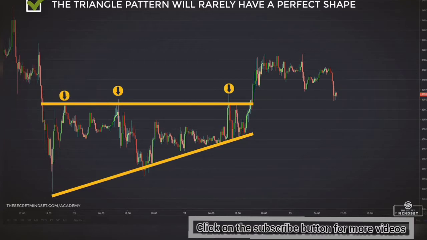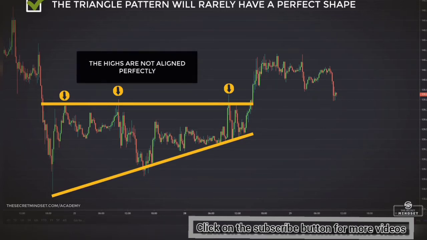I remember how I would read a book on a specific chart pattern, and when I would go into the market, I could never find an exact match. For example, in this chart, notice how the highs are not aligned perfectly, but notice how the price breaks through the upper trend line, only to go higher. So don't search only for perfect triangles.